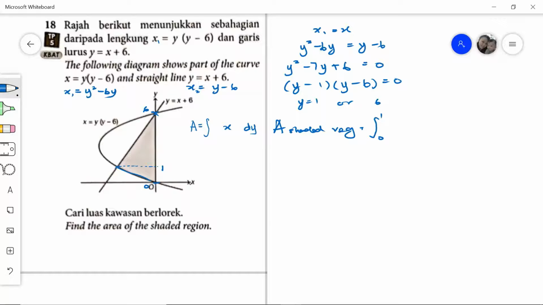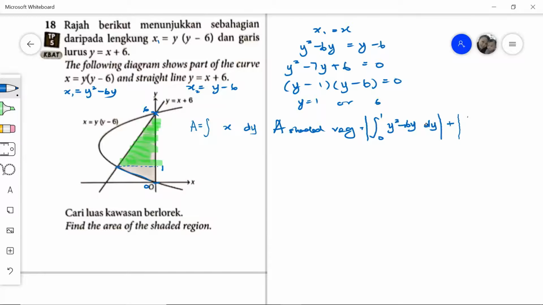So the curve is y squared minus 6y. Because we need to integrate towards the y-axis, therefore dy. So the expression must be written in terms of y. And the area of the shaded region is on the left side of the y-axis, so we will expect to get a negative from our integration. So we have to put modulus so that the negative will turn positive. And then continue to integrate the straight line. If we integrate the straight line, we will get the area under the curve towards the y-axis. So this is what we're going to do.